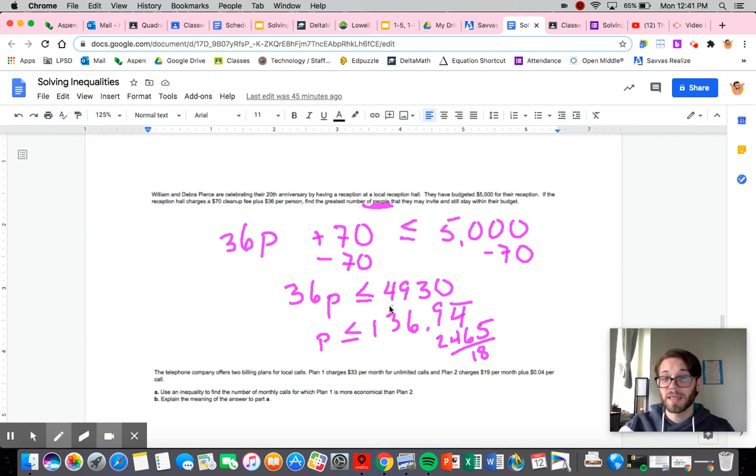So we're saying the largest number of people that we could invite would be if we have to round down, right? We can't round up because then I'm over budget by an amount. Probably not much, but you are over budget. So we'd have to round down. And the closest number that we would round down to would be 136. So we would have 136 people attending this anniversary party.